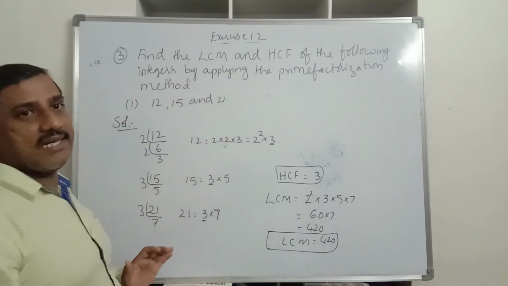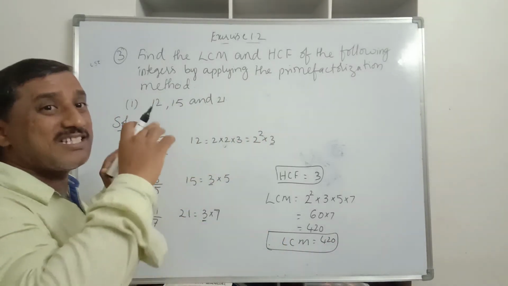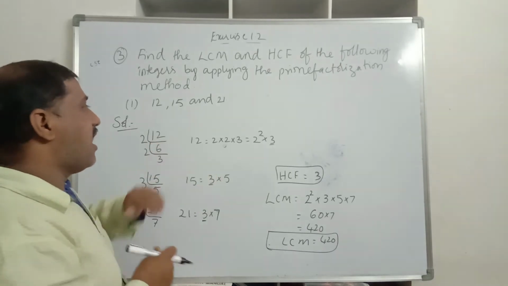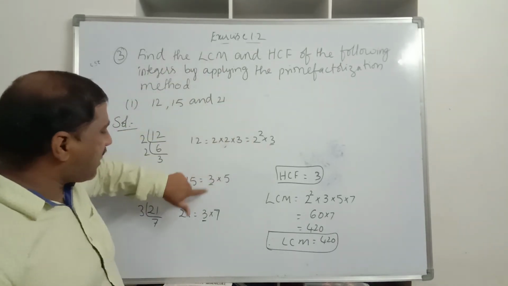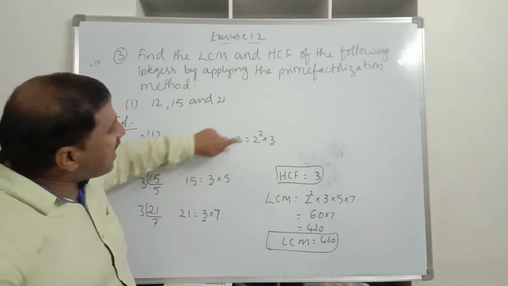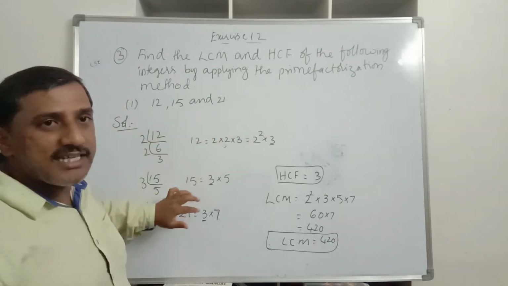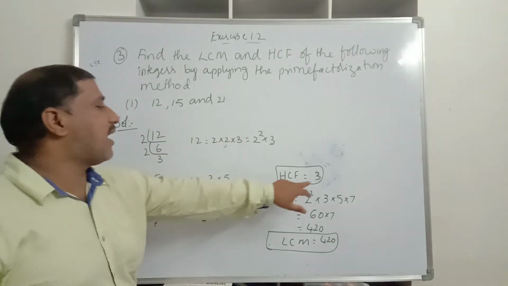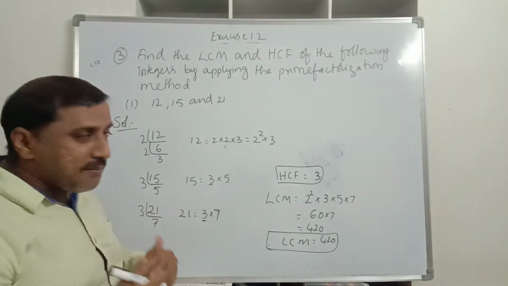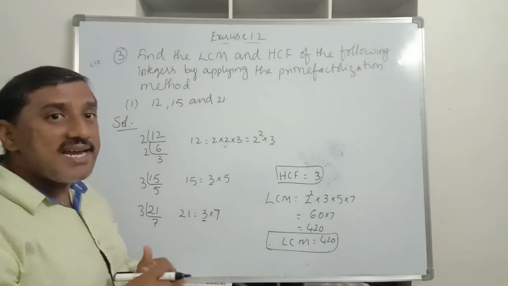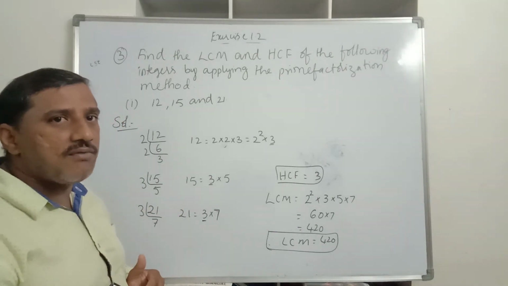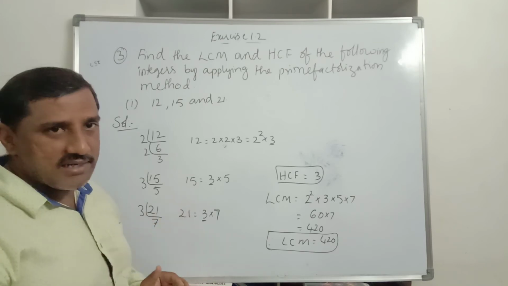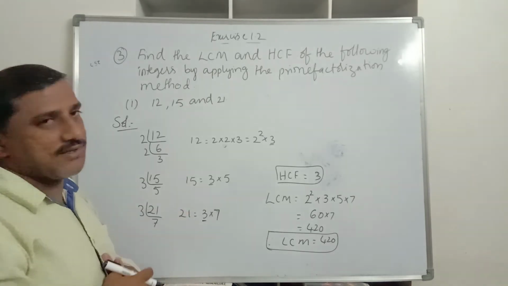So what is HCF? HCF is the product of the smallest power of common factors. Here only 3 is the common factor, and it has 1 as the power, the smallest power itself is 1. Therefore HCF is 3. And LCM is the product of the highest power, or the greatest power, of prime factors, not common factors. All the factors you should consider.